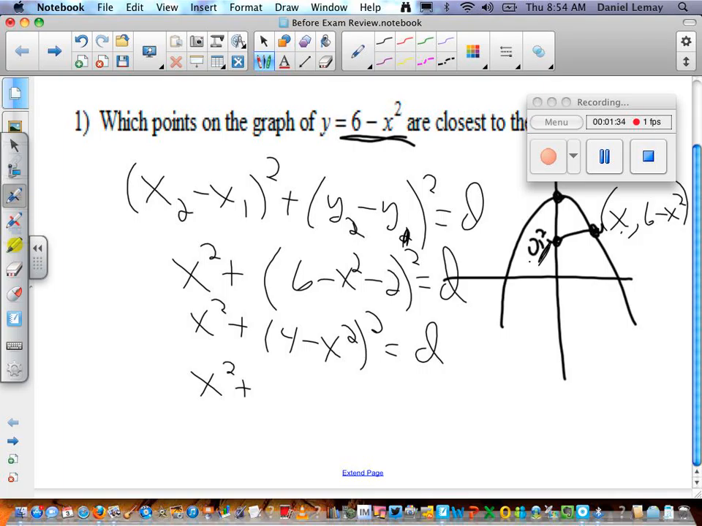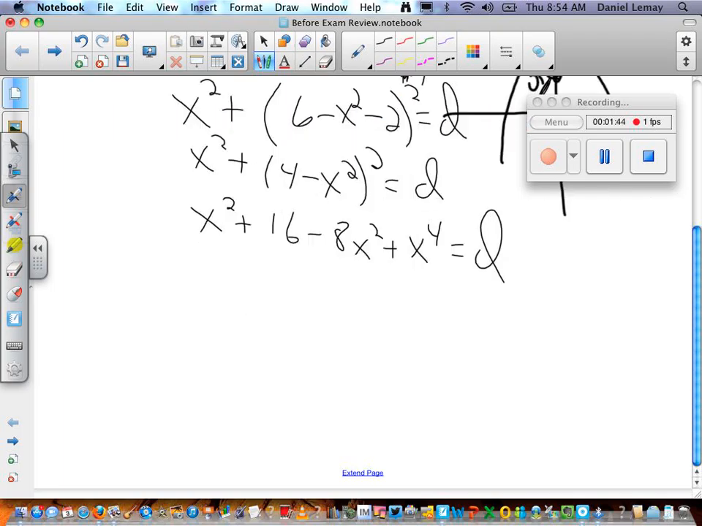So that's going to be what? 16 minus 8x squared plus x to the 4th. And that gives me x to the 4th minus 7x squared plus 16 equals d squared. This should be squared. Yeah, actually that'd be. And then I'm going to take the derivative.